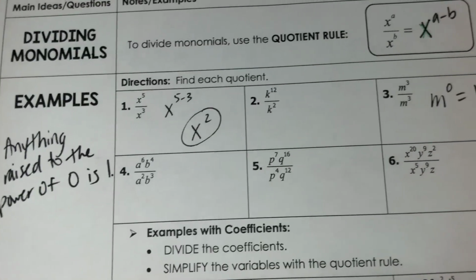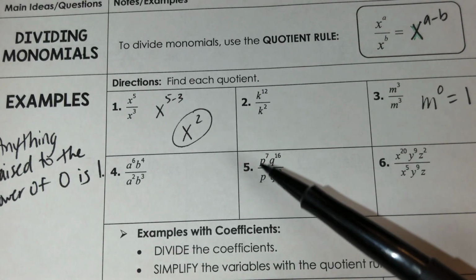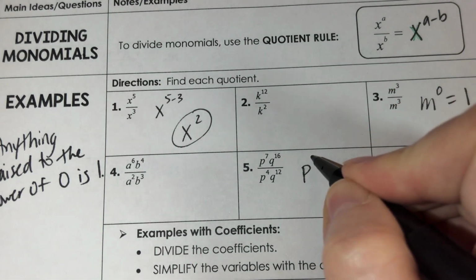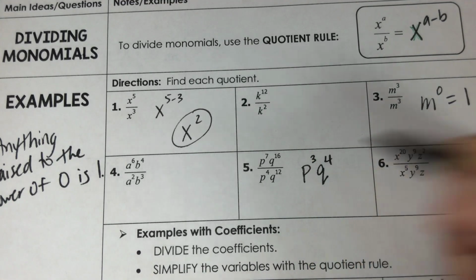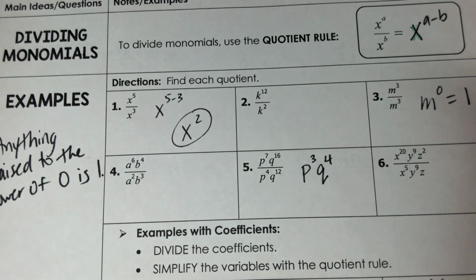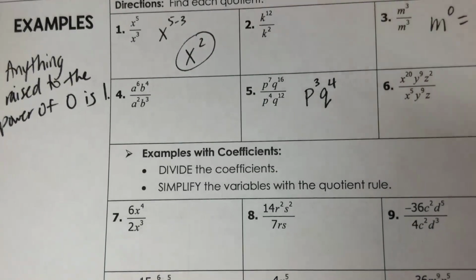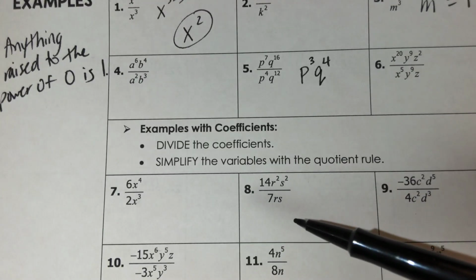Alright, so also keeping in mind, if you have multiple variables, we're only working with the ones that are like. So here, 7 minus 4 becomes p cubed. 16 minus 12 becomes q to the 4th. Okay, so keep that in mind as you're working through these. So when we are working with coefficients, we want to make sure that you divide the coefficients and then simplify the variables using that quotient rule.